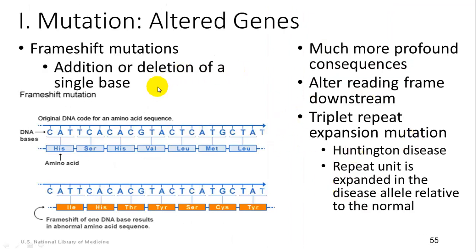Frameshift mutations are adding or deleting of a single base, so you don't have a substitution. Instead, so you have ATTCAC. Here, we would add another DNA base. If you add another DNA base there, then it could shift the whole thing, and now the whole thing is going to code for different amino acids, and that's going to be very devastating to the function of that protein. And some of these cause disease, such as Huntington disease.